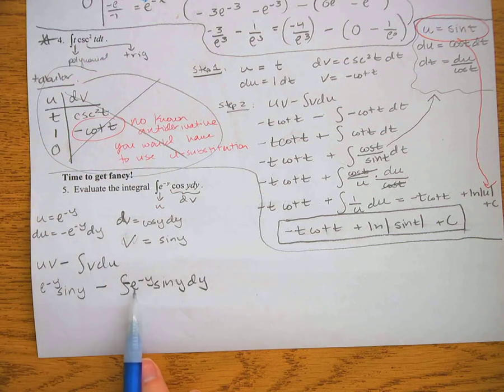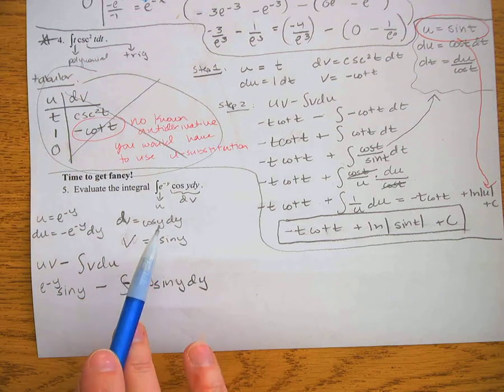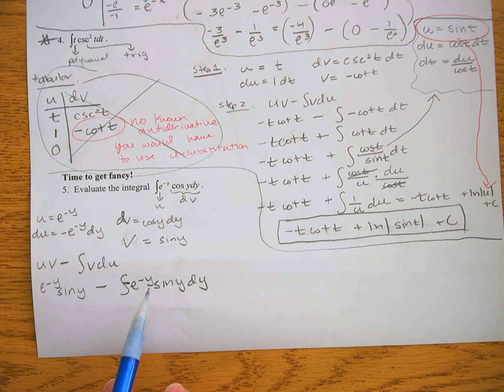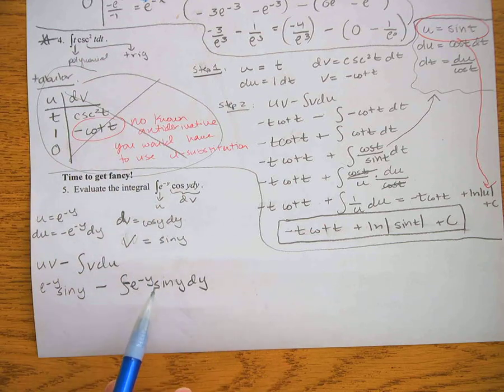So you get something that looks almost identical to the original, and you might even be wondering, am I always going to end up with e to the y, either cosine or sine? And the answer is yes. These are going to go back and forth. So I'm going to do an integration by parts one more time, and then I'm going to show you how to get fancy. Okay, first let me simplify these negatives a little bit.